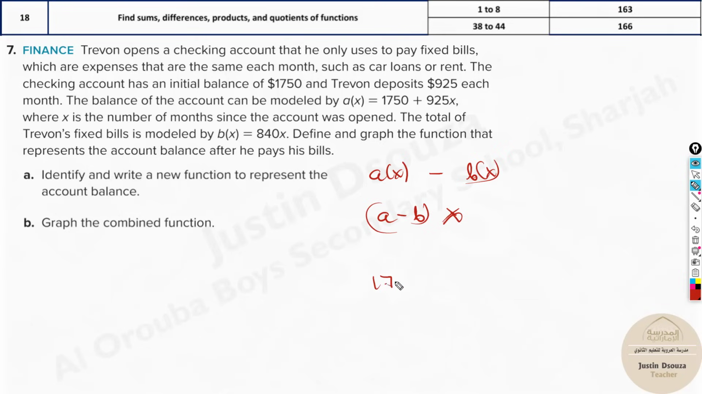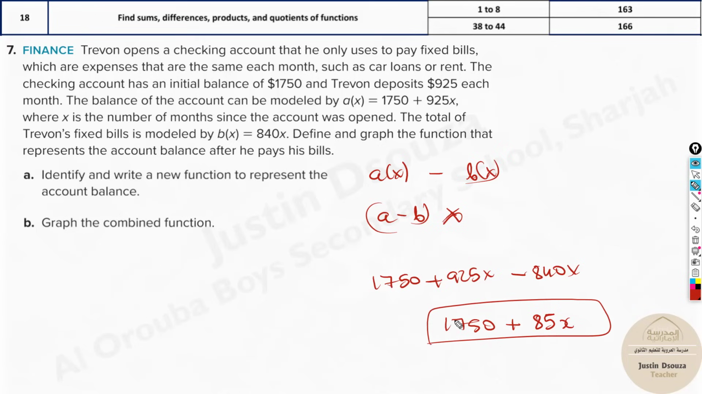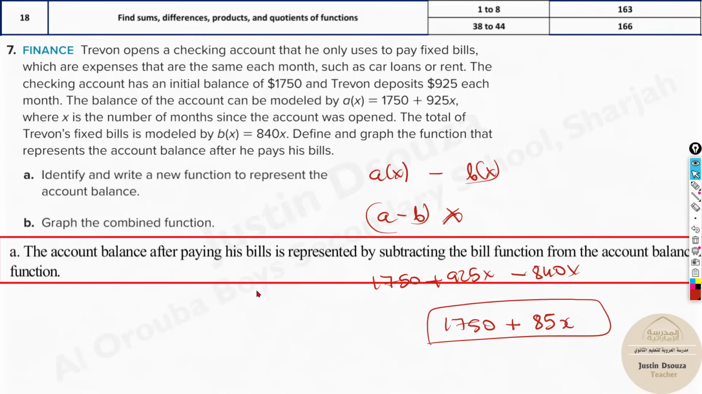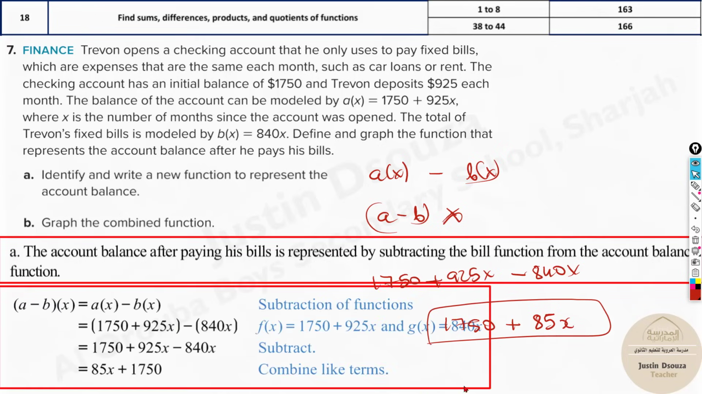And now your first one is 1750 plus 925x minus 840x. So it is 1750 plus 85x. So this is the given function. So that is part A, the combined account balance. You can write 85x first, that's fine. And this is the answer.